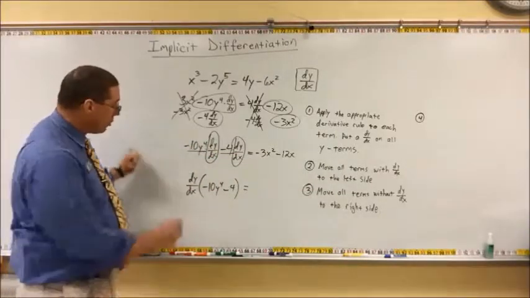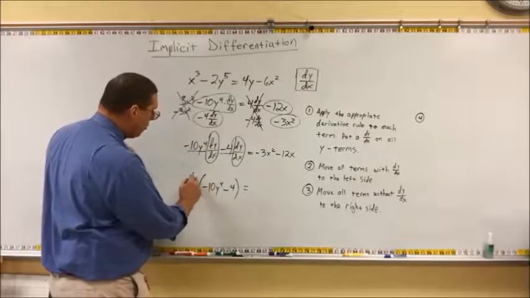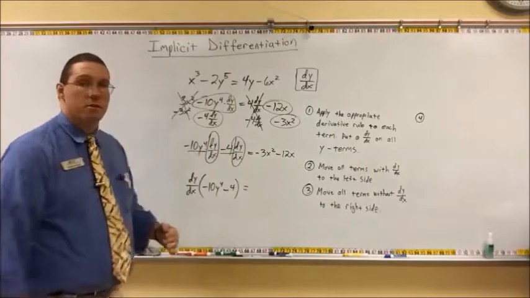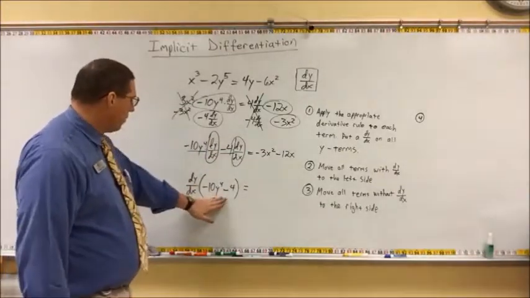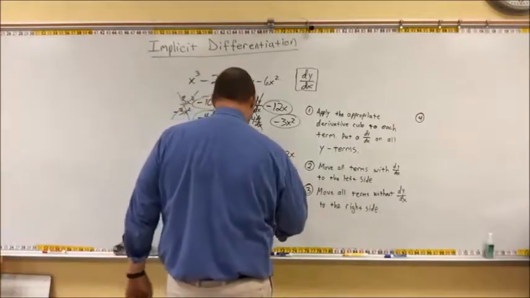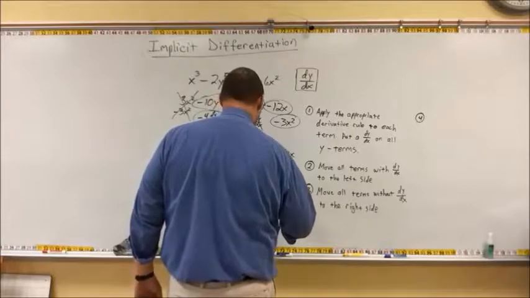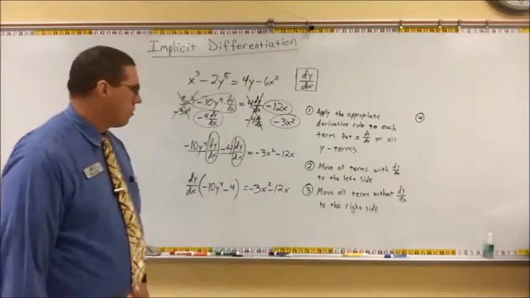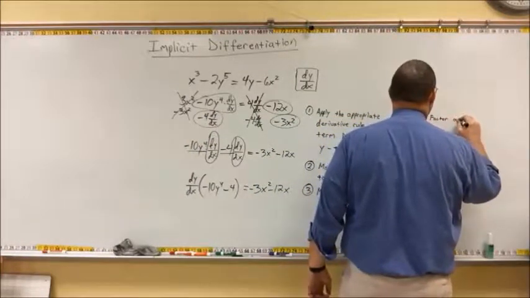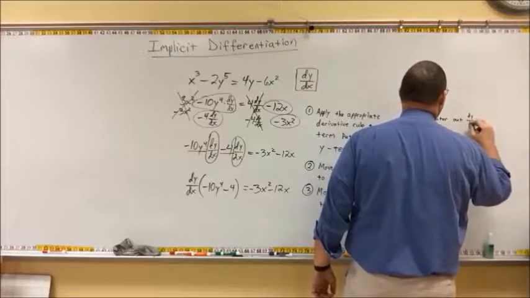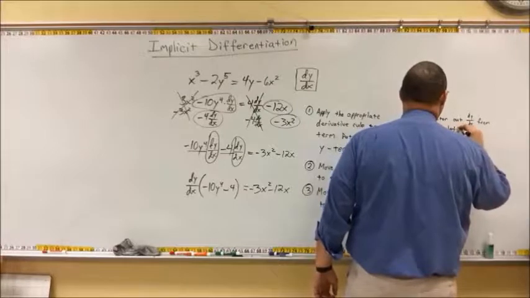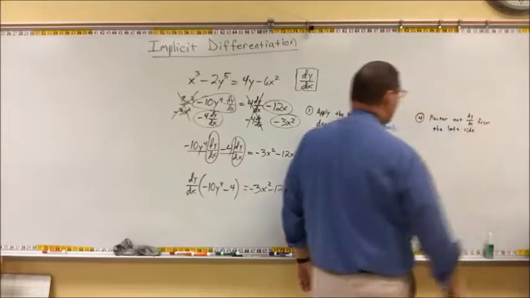Now, if we were to distribute the dy/dx, we would multiply it to this, and we'd multiply it to this, and we would have what we had in the previous step. Okay? All right, so we've got dy/dx times negative 10y to the 4th minus 4. The right side we didn't have to change at all. We just still have negative 3x squared minus 12x. So step 4 is factor out dy/dx from the left side of the equation.